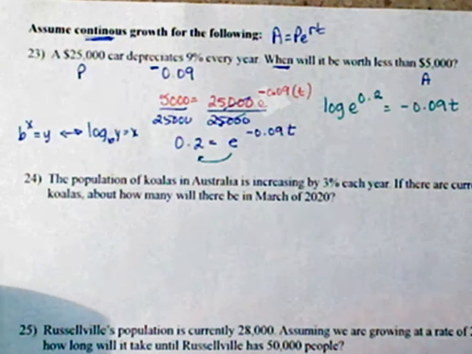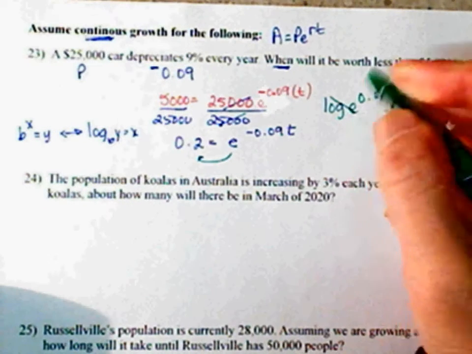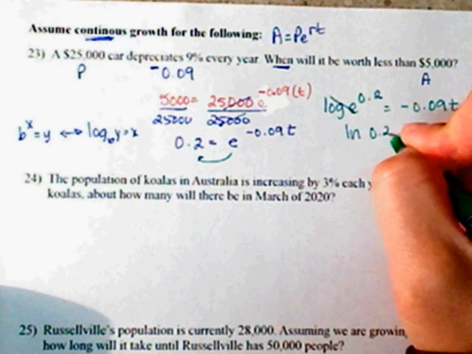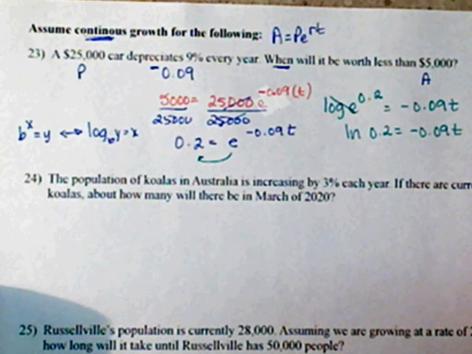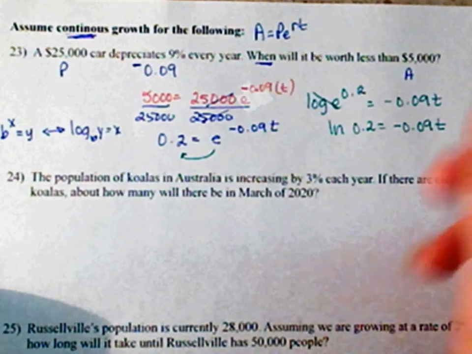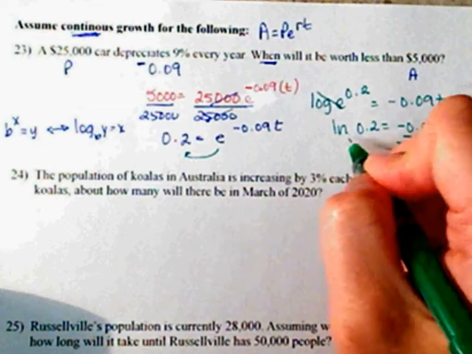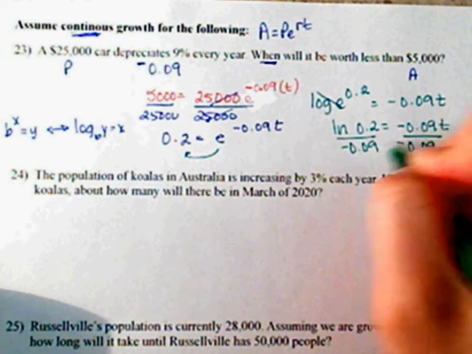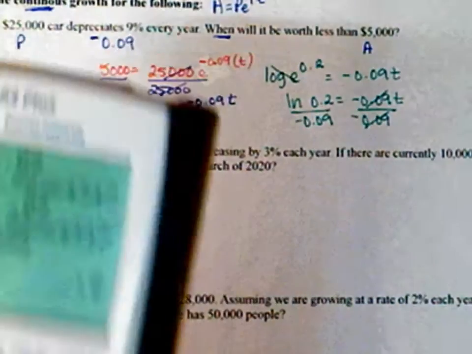Do you see that right there? Log base e is the same thing as natural log, negative 0.09t. Now, notice your t is no longer in the exponential position. Now you can solve for t. So divide both sides by negative 0.09. What you do to one, you do to the other. And then on your calculator, you can just solve.